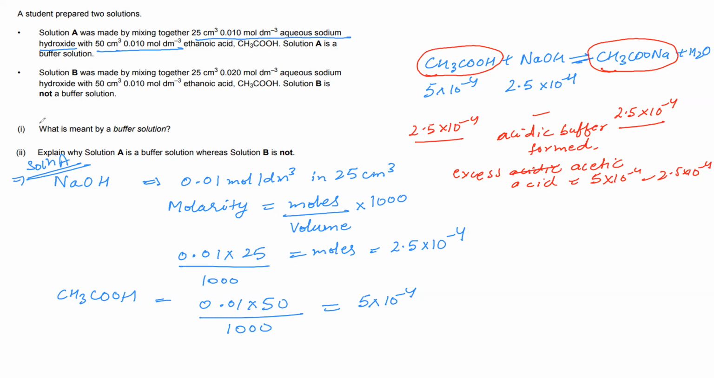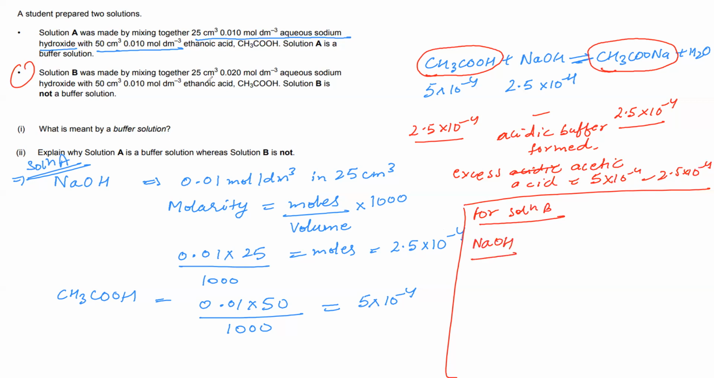Now let us see solution B. So solution A we are done. Now let us see solution B. I'll be solving it here. For solution B, calculate the moles basically. Calculate the moles of sodium hydroxide first. So moles of NaOH: here they have given you the concentration. So it is 0.02 into 25 divided by 1000, which is 5 into 10 to the power negative 4.